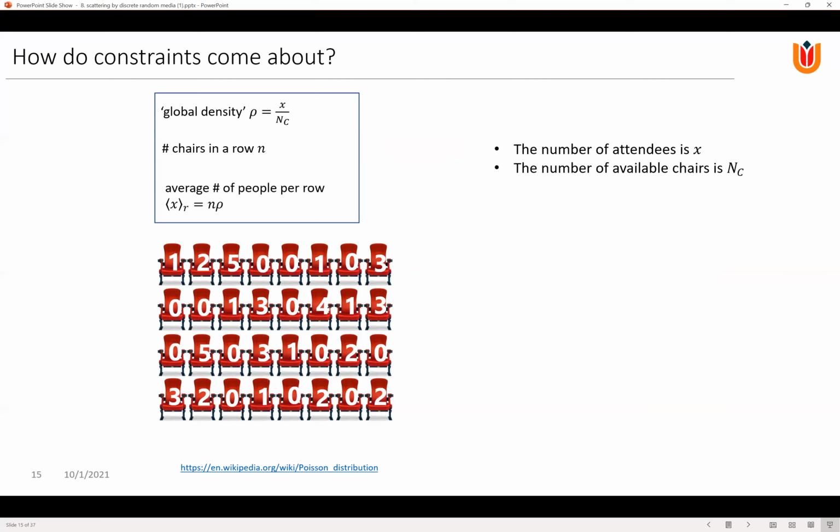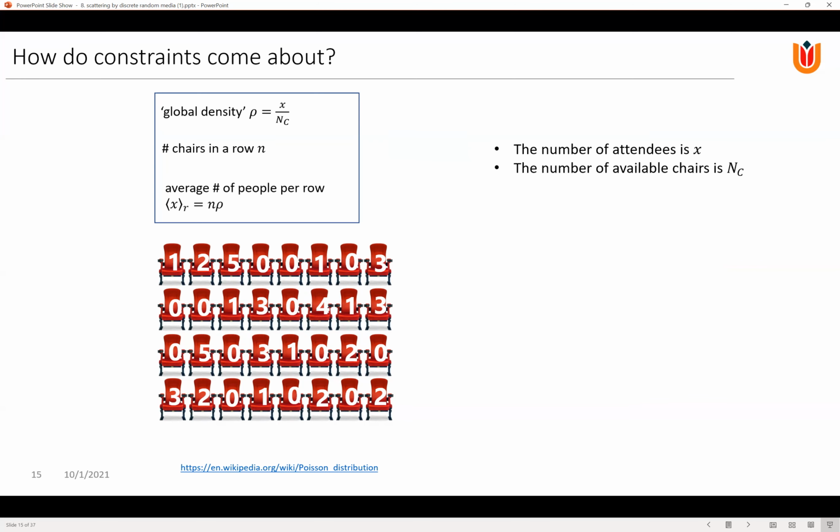That's of course. So if you would do this experiment with a large group of people, then probably this would be the situation. So you would have seats where there is 3 people, where there's no people, and there's 5. Just randomness.